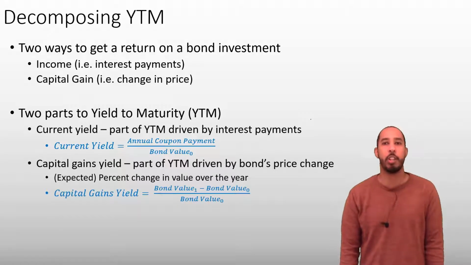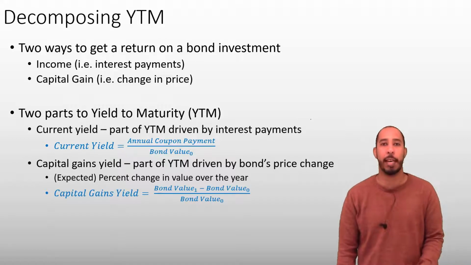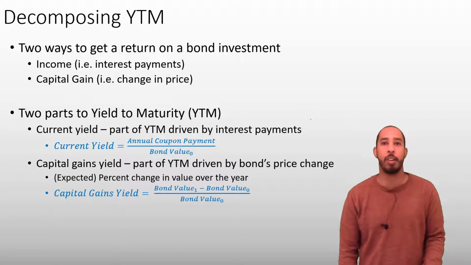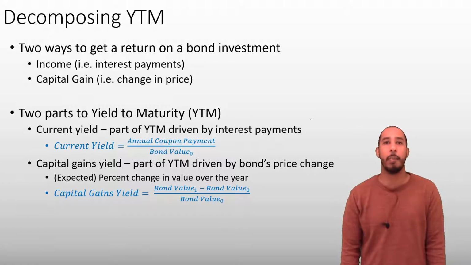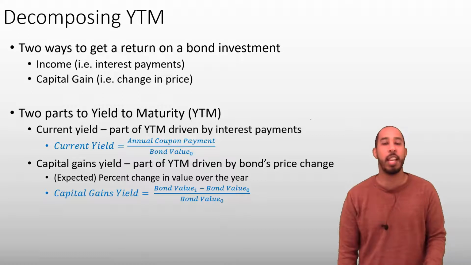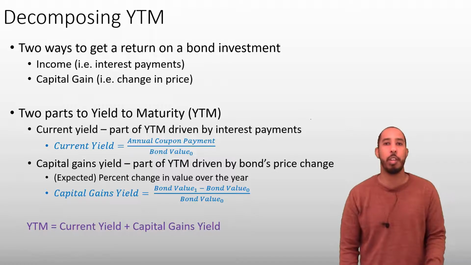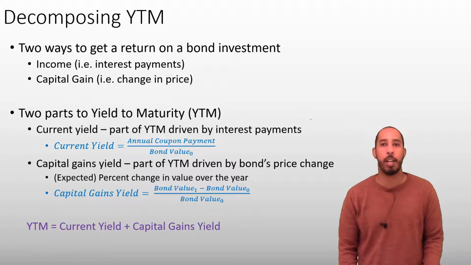The second component is the capital gains yield. This is the portion of the yield to maturity that's driven by the bond's value changing over time. The capital gains yield will be computed as the expected change in the bond's value over the year. And the formula to solve this is just a simple percent change formula. We'll take the bond's estimated value next year at year 1 minus the bond's current value at year 0 and divide all that by the bond's current value. This will tell us how much the bond's value increased or decreased in percentage terms. Putting those two components of the return together, the current yield and the capital gains yield, will give us the bond's total return, its yield to maturity.